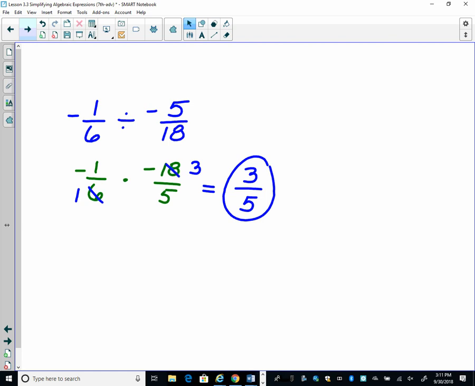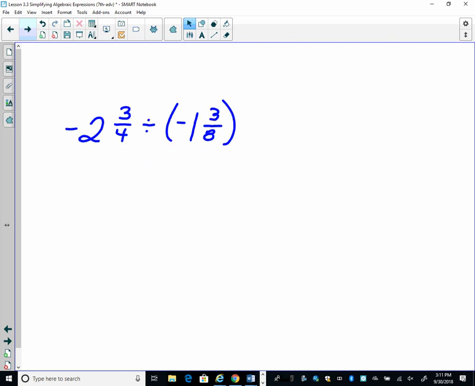Last example. Division with mixed numbers. So again, with mixed numbers, we said we have to make them improper fractions. But with division, there's an extra step that we have to remember to catch. So let's start with the first mixed number. Negative 2 3/4, make it improper. So 4 times 2 is 8. 8 plus 3 is 11. So this will give us negative 11/4.